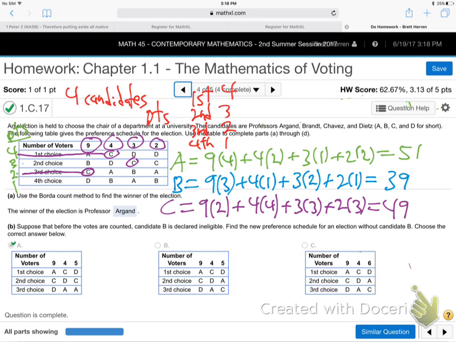And then finally D, candidate D. So we'll go through and do candidate D.